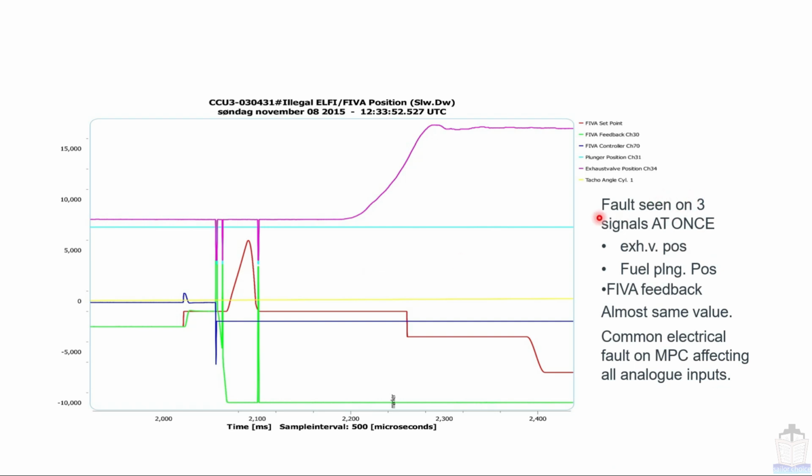So summarizing, fault seen on 3 signals at once: exhaust valve position here, fuel plunger position, which actually is not shown here, and FIBA feedback, this channel number 30, almost the same value. Common electrical fault on MPC affecting analog inputs, that means wiring or MPC itself is faulty. So replace the MPC and the fault can be removed.